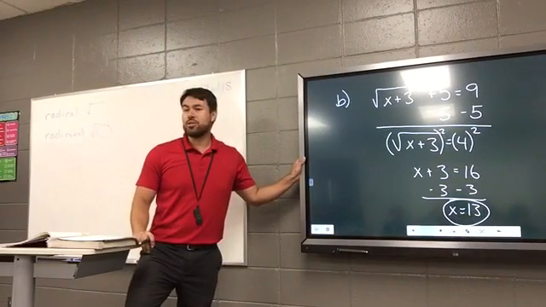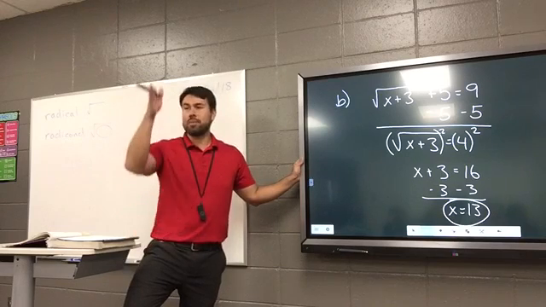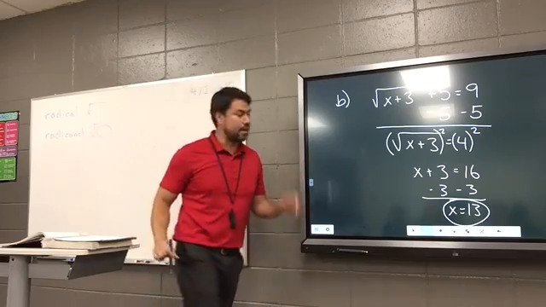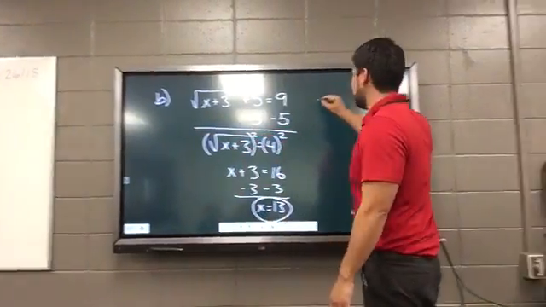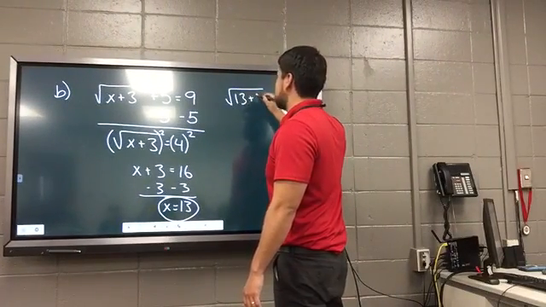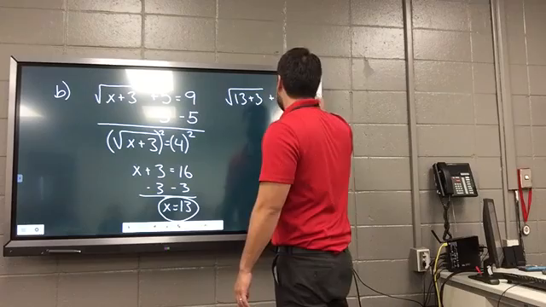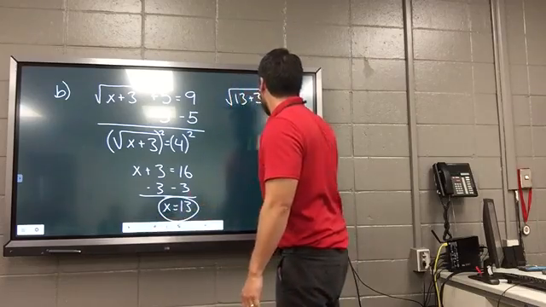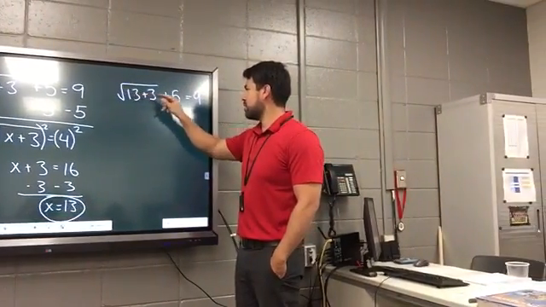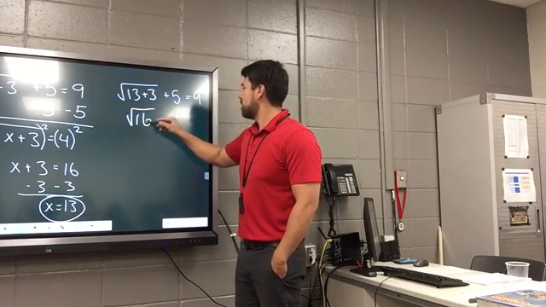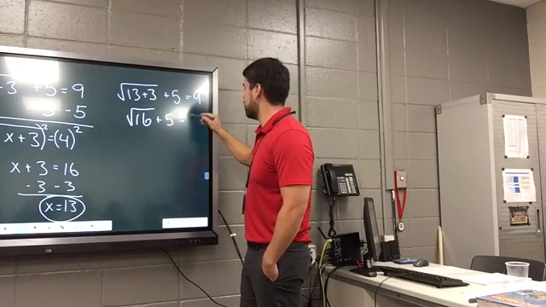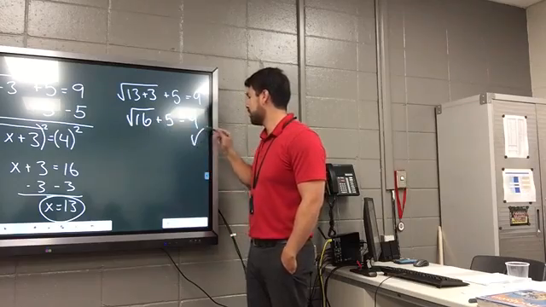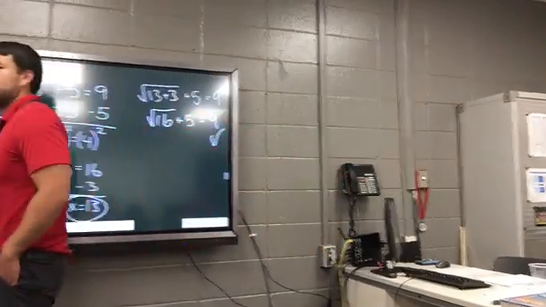Okay, so what do I do to make sure this is my answer? And I will be looking for your check. It's part of your homework to check these. Yes, ma'am. Yeah, I got to put it in there as the original equation. 13 plus 3 plus 5 equals 9. All right. What's 13 plus 3? What's the square root of 16? Is 4 plus 5 equal to 9? It works. Check. That's the right answer.